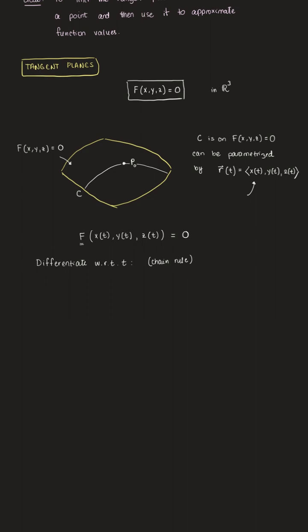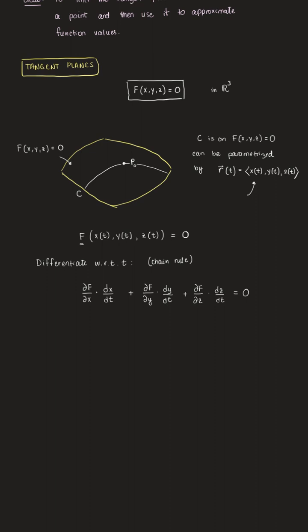So differentiating both sides will give me the partial derivative of f with respect to x times the ordinary derivative of x with respect to t, plus the partial derivative of f with respect to y times dy dt, plus partial of f with respect to z times dz dt, and on the right we're still going to have 0.